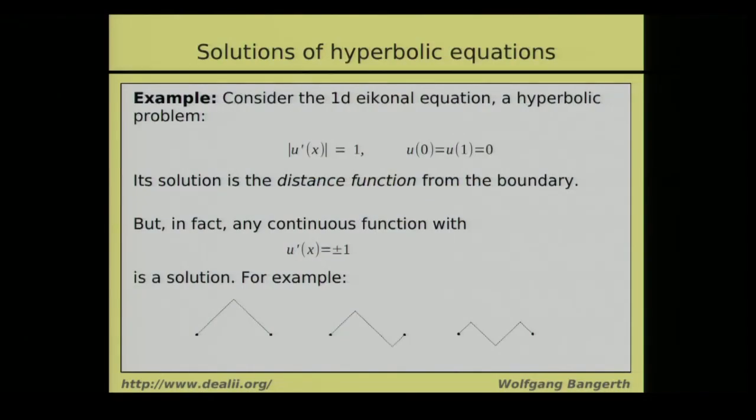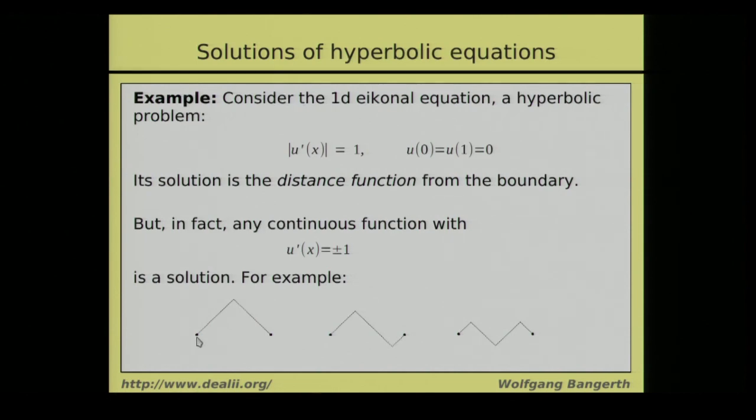And that's sort of a problem, right? Because now we have infinitely many solutions, and the question is, well, which one do we actually want to have? So the one that we really think we should get is this one here. This is what we tend to think, let's say, intuitively as the solution of the Eikonal equation, and in fact it is the one that we call the distance function, right?